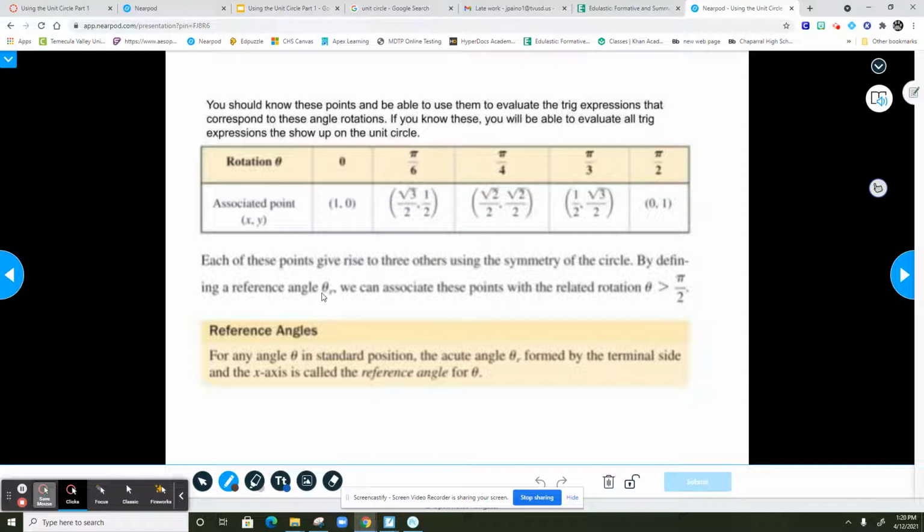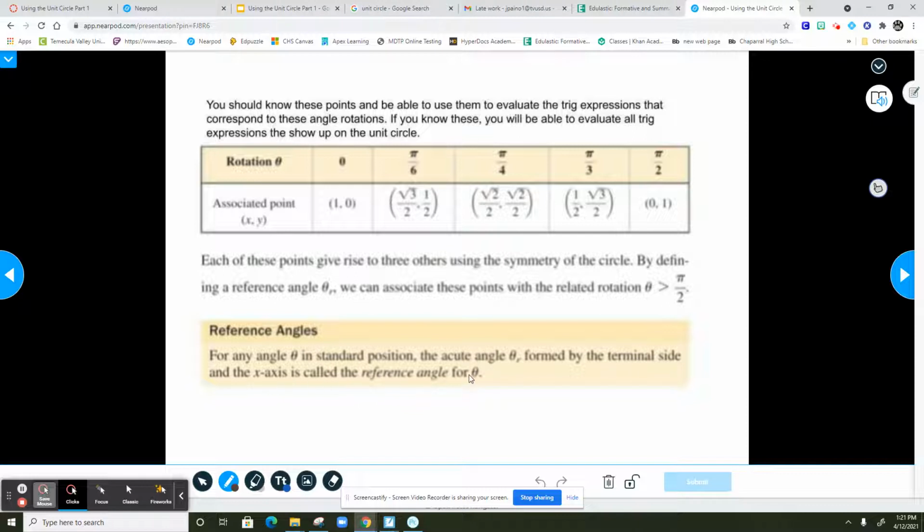And you see it here, it's theta with the little subscript r for reference. So whenever you see theta with the subscript r, they're talking about the reference angle. And it could be associated with any theta that's bigger than pi over 2. The first quadrant ends at 90 degrees, so anything bigger than 90 degrees can be related back to a reference angle, because we know everything is symmetrical in there. So for any angle theta in standard position, the acute angle formed by the terminal side and the x-axis is called the reference angle for theta.